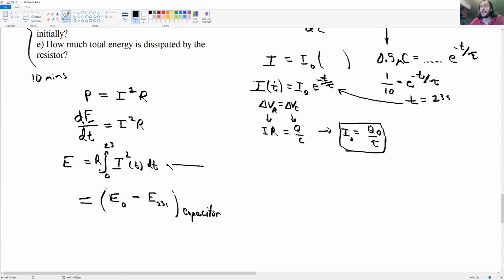Why do a complicated integral? It's not even really that complicated, right? It's just an exponential. Why do an integral when I can do algebra instead? So here's my algebra. I calculate the energy stored in the capacitor when the charge is 5 microcoulombs, and I calculate the energy stored in the capacitor when the charge is 0.5 microcoulombs, and that will tell me how much energy the resistor had to dissipate.